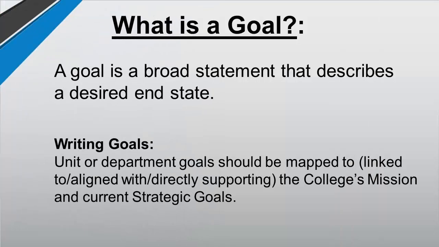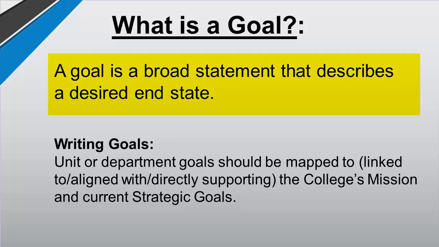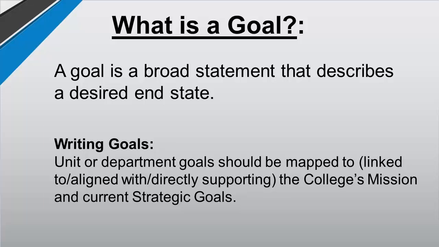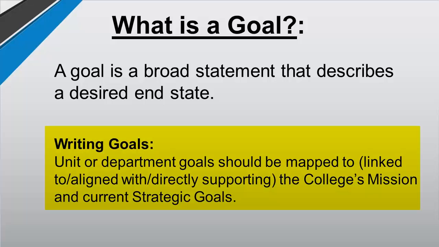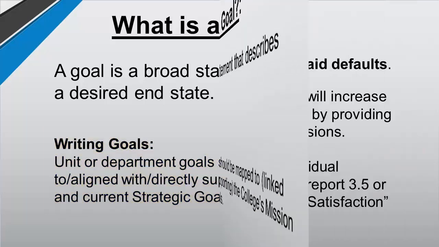In order to support the overarching strategic goals, each unit or department must develop their own goals. A goal is a broad statement that describes a desired end state. When writing goals, please note that unit or department goals should be mapped to, linked to, aligned with, or directly supporting the college's mission and current strategic goals.